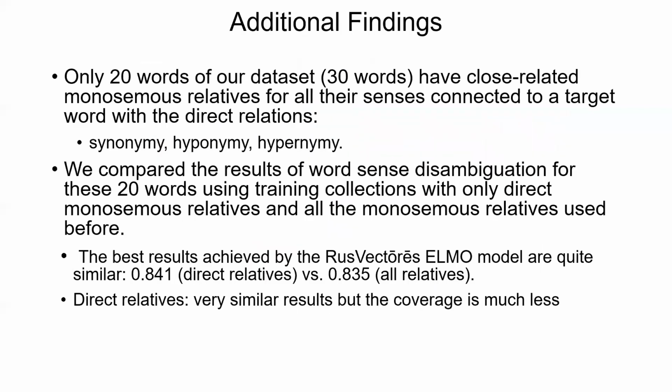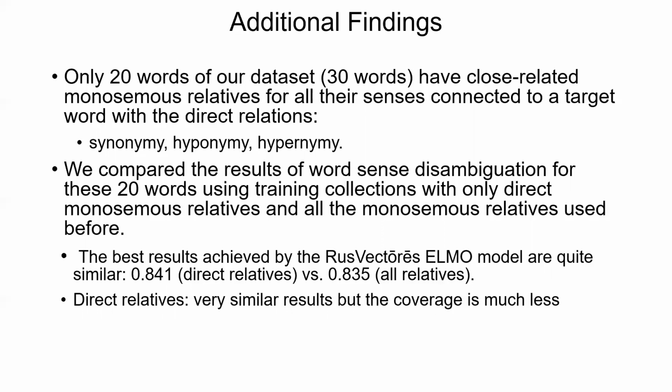And now to our additional findings. Only 20 out of 30 words from our dataset have monosemous relatives for all their senses connected to a target word with direct relations like synonymy, hyponymy, hypernymy, which means that our proposed expansion of paths is very useful. We evaluated the results of word-sense disambiguation for these particular 20 words using only closely related monosemous relatives and the relatives linked via distant paths that we used before.